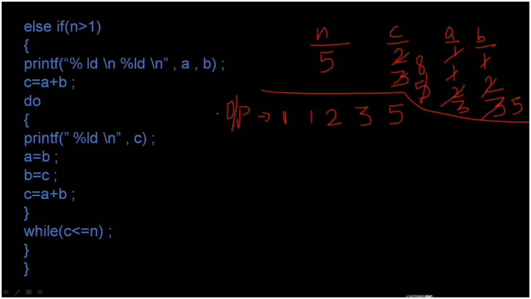Like this, it already printed. So this is the Fibonacci series when n is equal to 5. 1, 2, 3, 4, 5. So 5 values are printed.